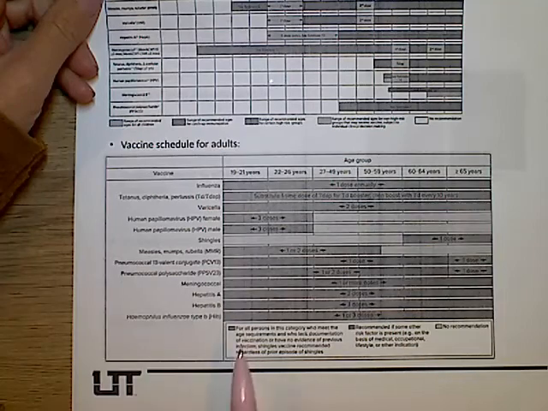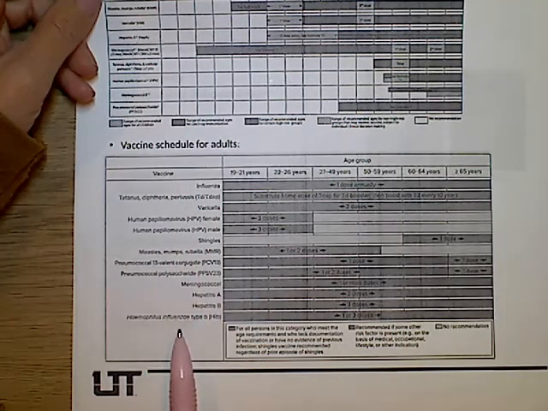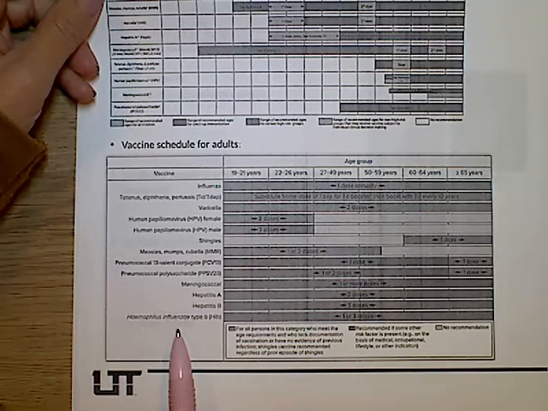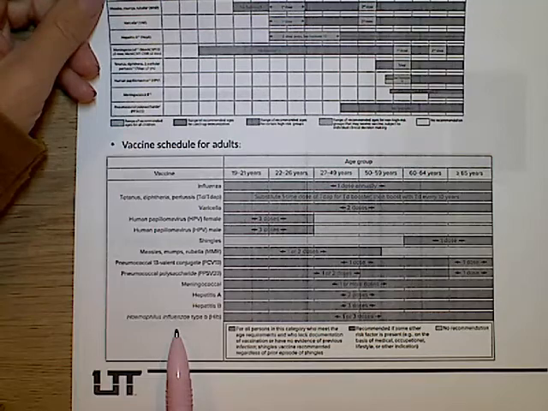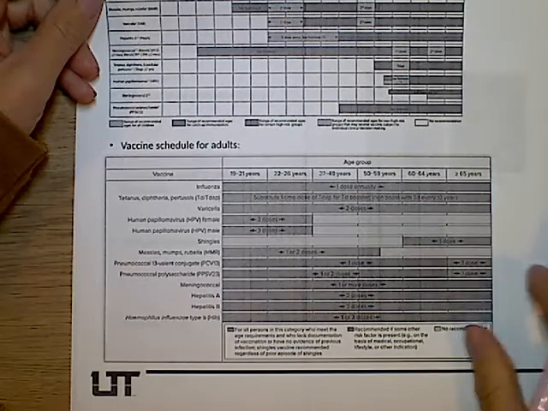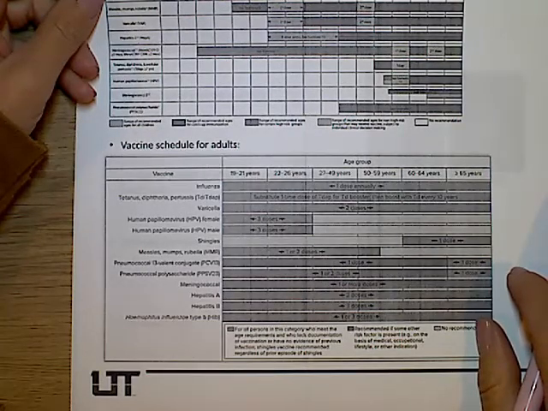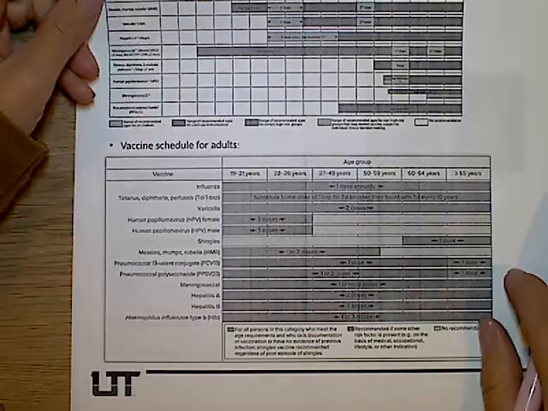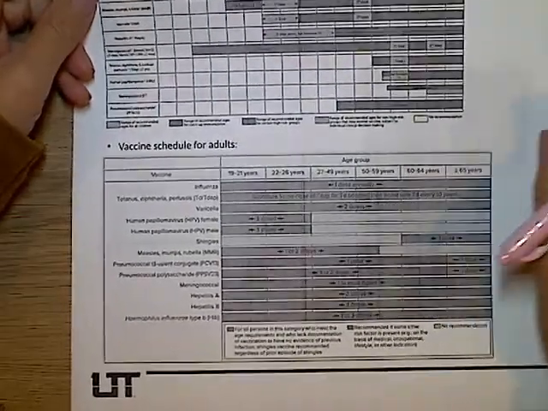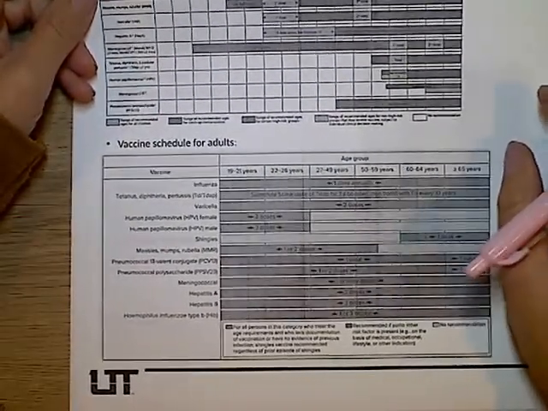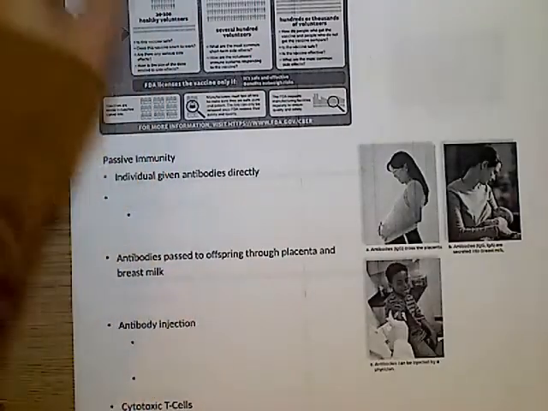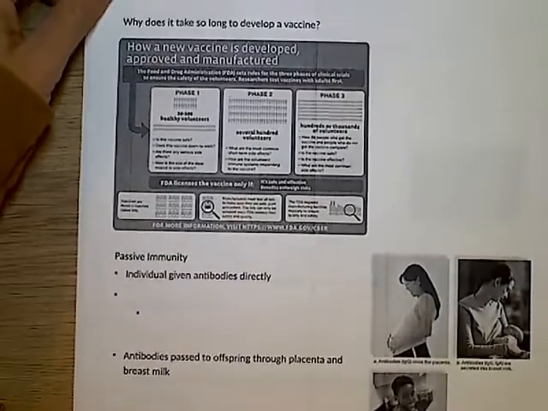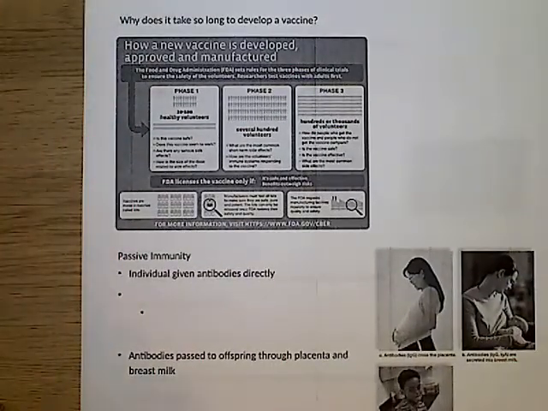Let's see, what else do I want to point out here? Do you guys see a vaccine for the common cold, the rhinovirus? I do not see one because there isn't one. And the reason for that is the rhinovirus mutates so quickly that you'd have to be getting vaccines all the time. So instead, we just deal with the symptoms of it, and it's usually not deadly. So no vaccine for that. Why does it take so long to develop a vaccine?